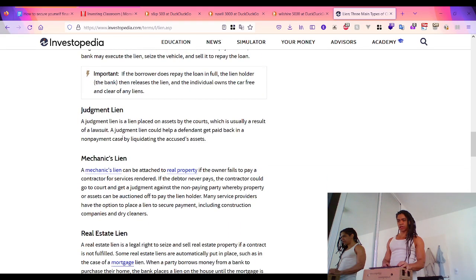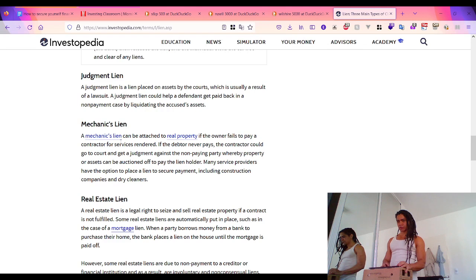Judgment lien. A judgment lien is a lien placed on an asset by the court, which is usually a result of a lawsuit. A judgment lien could help a plaintiff get paid back in a non-payment case by liquidating the acquired asset. Okay, it's a lien on an asset by the court.